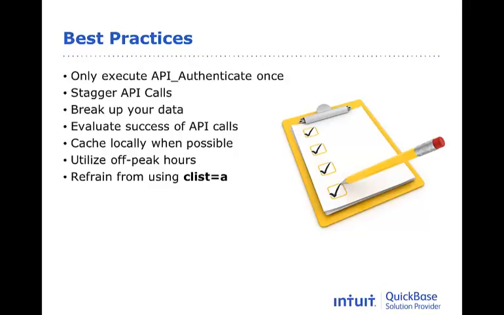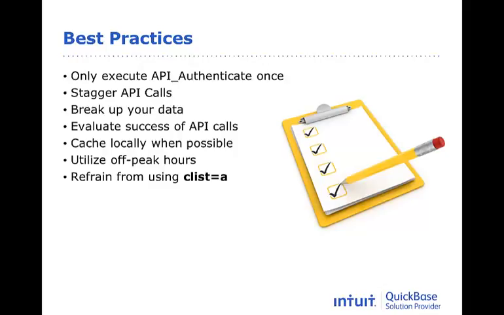Stagger API calls in order to maintain the performance integrity of QuickBase. If you use API import from CSV to add records to a table, separate the data set into manageable chunks. A good rule of thumb is to break up the data if the CSV file is over 10 megabytes. Consume XML responses and evaluate success or error of the API call, and institute a retry strategy for failed calls.